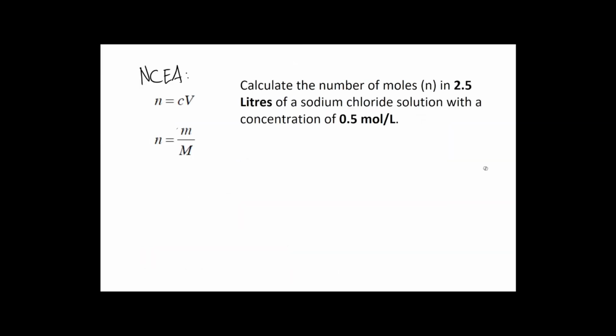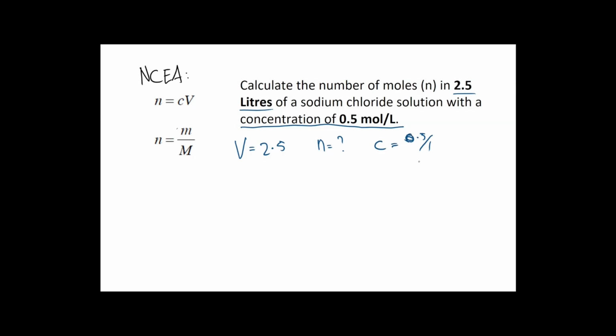Okay, we're asked to calculate the number of moles in 2.5 litres of sodium chloride solution with a concentration of 0.5 moles per litre. So first off, let's look at what we've got. We've got 2.5 litres, so it's already SI units. So capital V is going to be 2.5. We want to calculate n. We don't know what that is. And we're told that the concentration is already in SI units, 0.5 moles per litre. So C is 0.5 in every 1 litre.